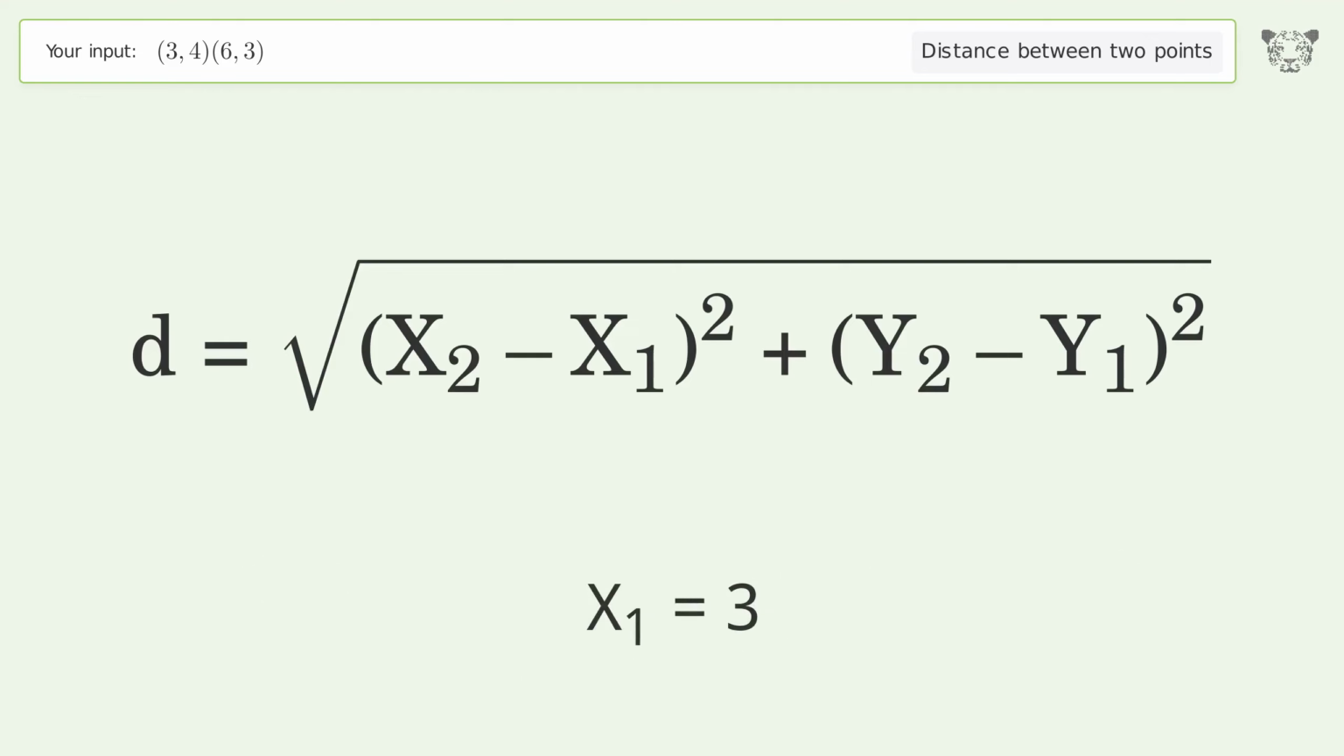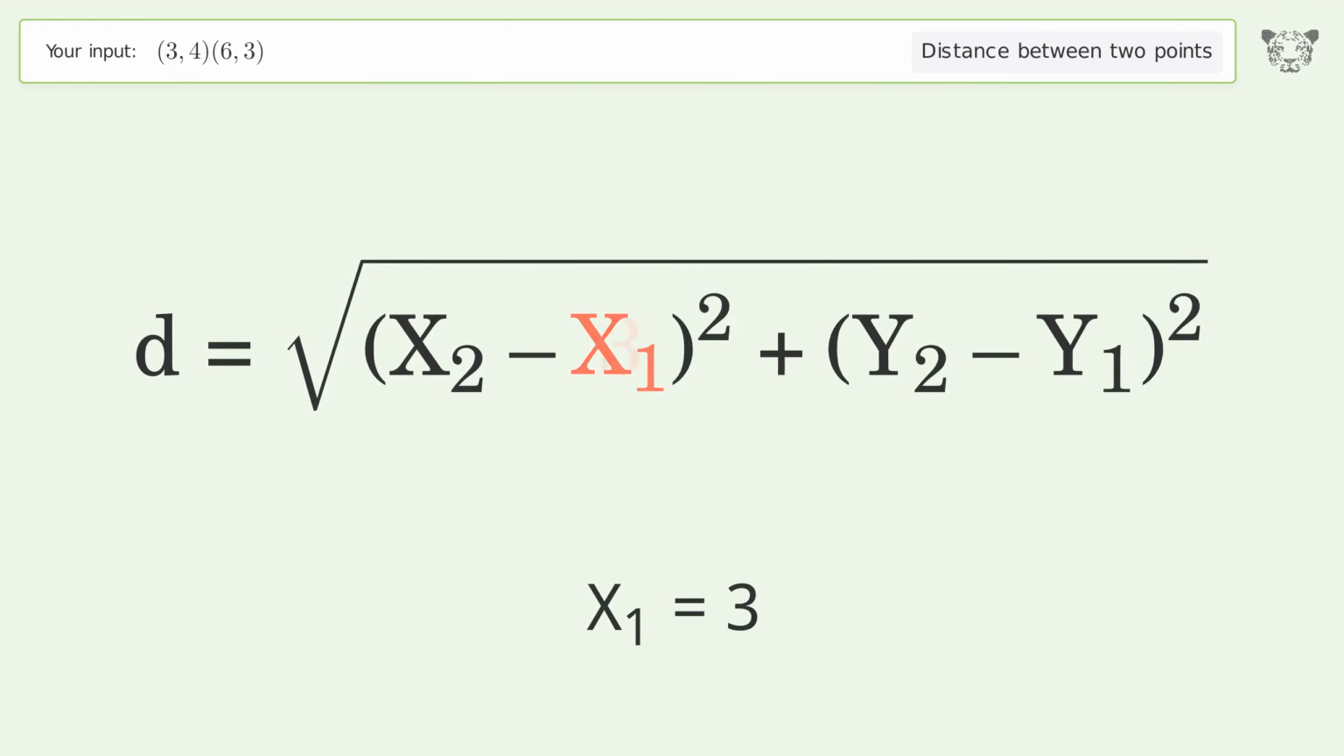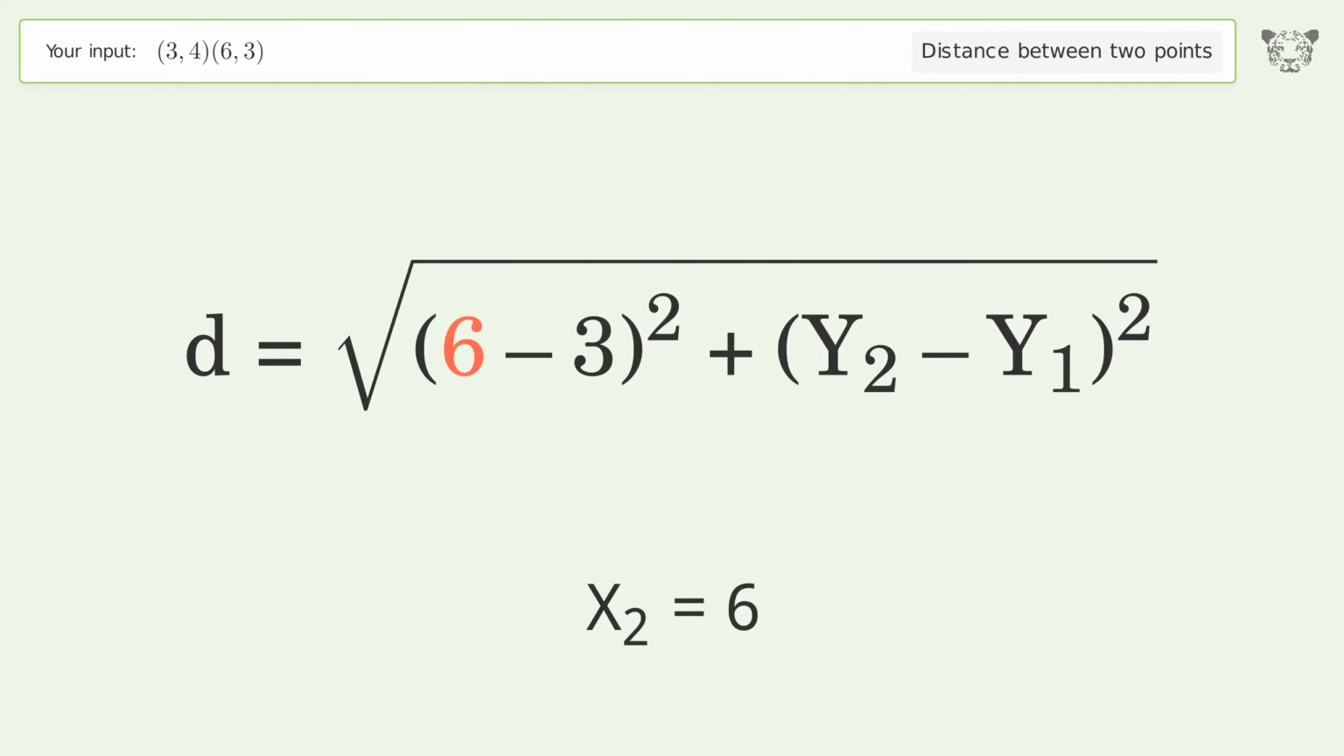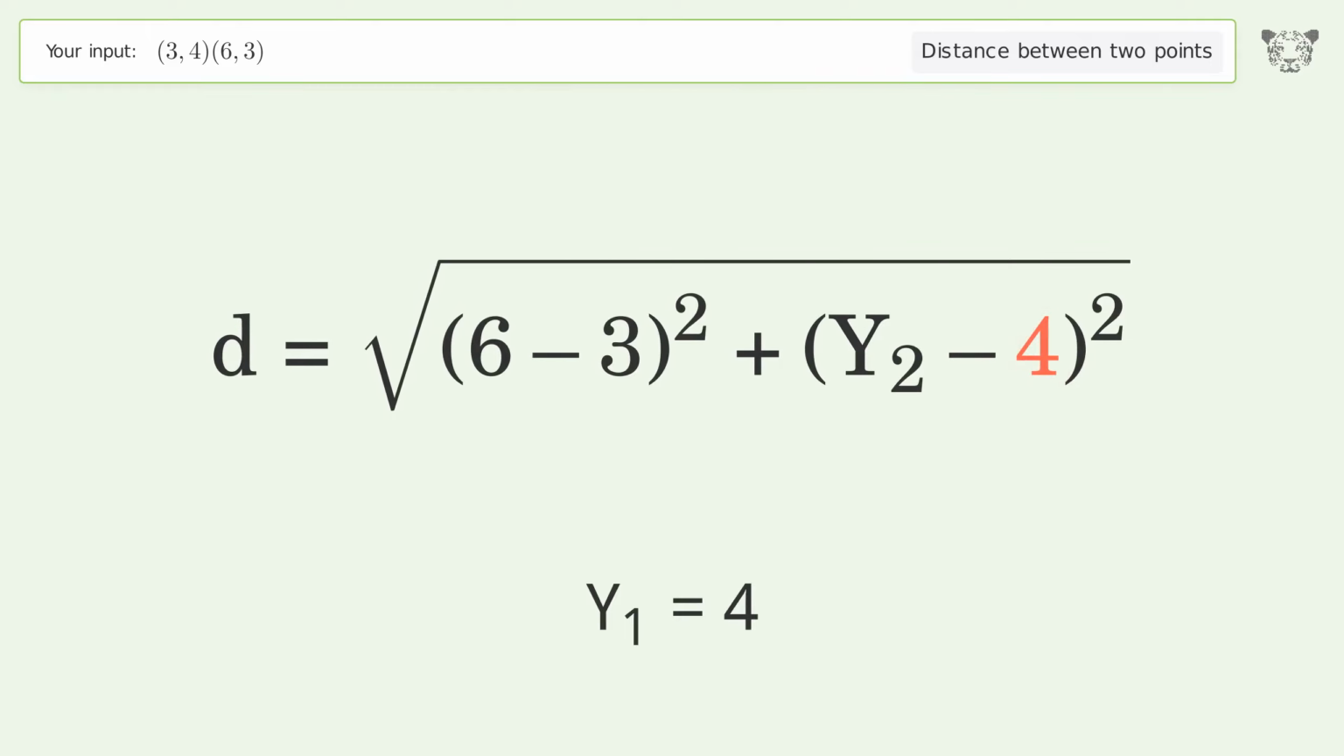x1 equals 3. x2 equals 6. y1 equals 4. y2 equals 3.